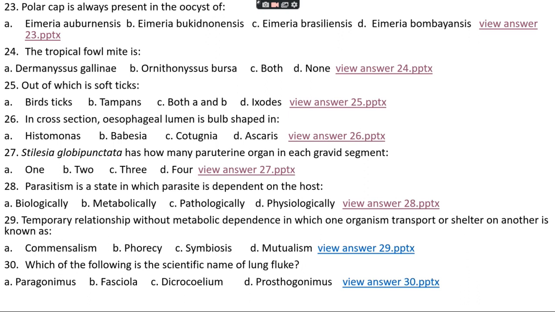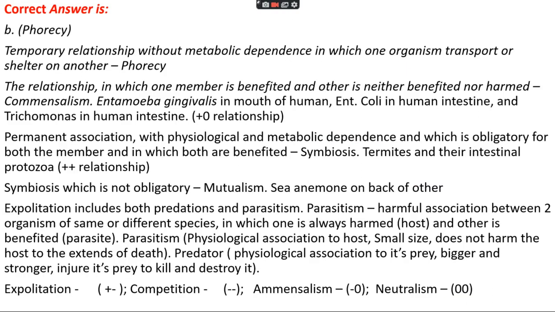Okay, question number 29. A temporary relationship without metabolic dependence in which one organism transports or shelters on another is called: option A, commensalism; option B, phoresy; option C, symbiosis; option D, mutualism. The right answer is option B, that is phoresy. A temporary relationship without metabolic dependence in which one organism transports or shelters on another is known as phoresy.